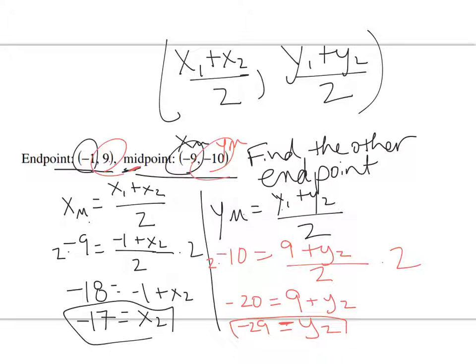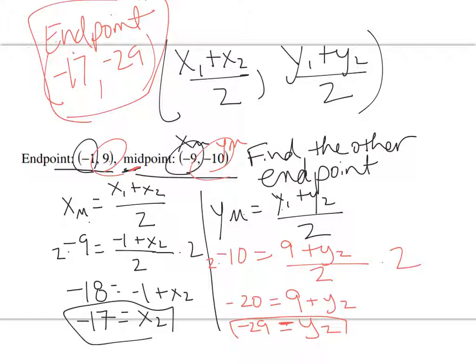So my midpoint coordinate, nope, sorry, my other endpoint is going to be (-17, -29). And you want to write all of your endpoints and midpoints as coordinates.